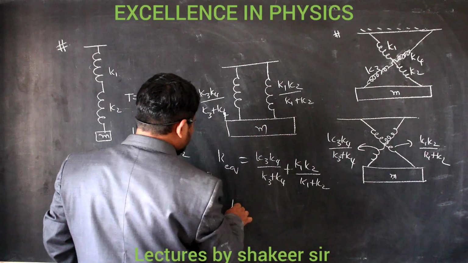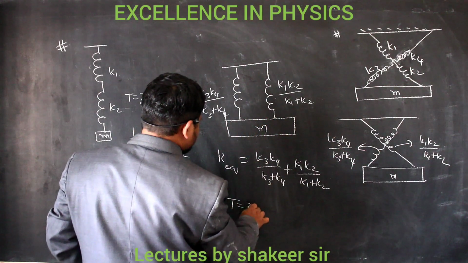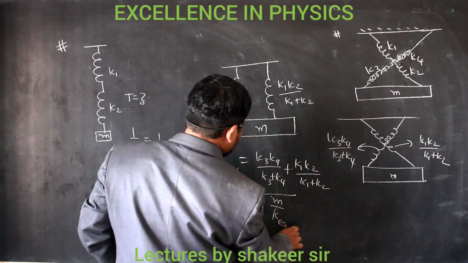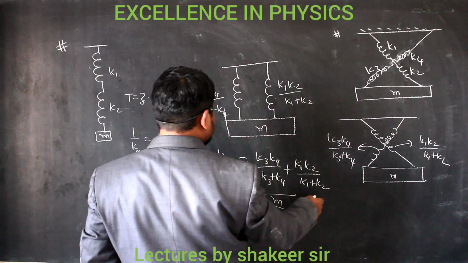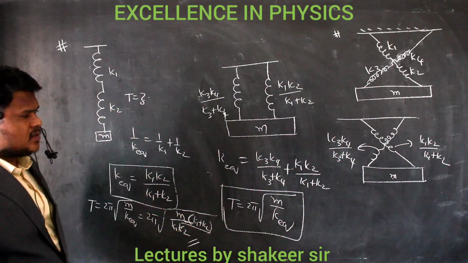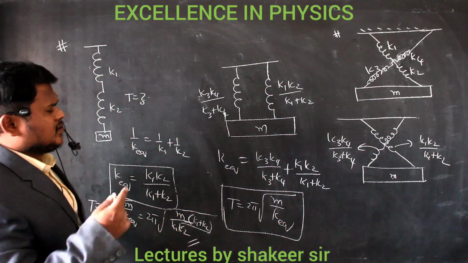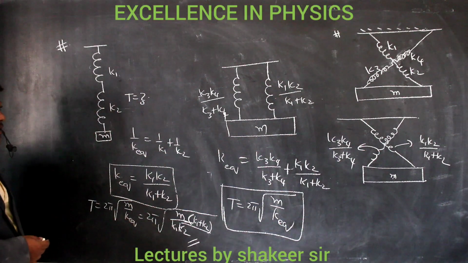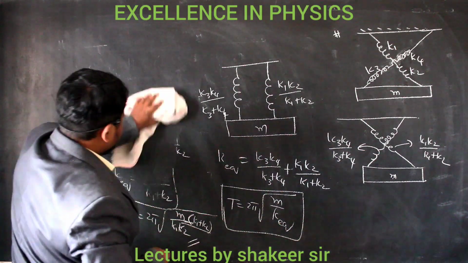Clear? So therefore how can I calculate the time period? T is equal to 2 pi root of m divided by K equivalent. In the place of K equivalent, substitute this relation. So that is our answer. Clear? So this is how we have to identify whether the springs are connected in series or parallel. Similarly, let us see one more question.